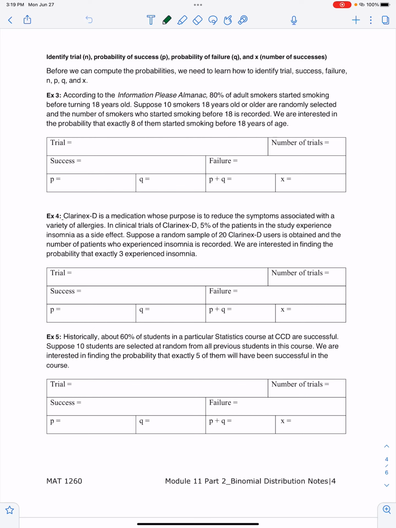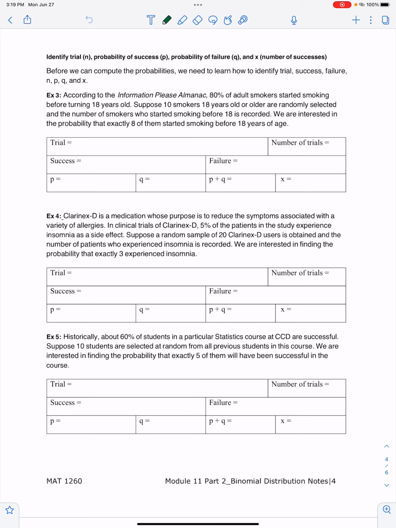Okay, here are the Module 11 Part 2 notes. This is page 4. Again, we are going to focus on how we identify the number of trials, the probability of success, our probability of failure, and our number of successes.